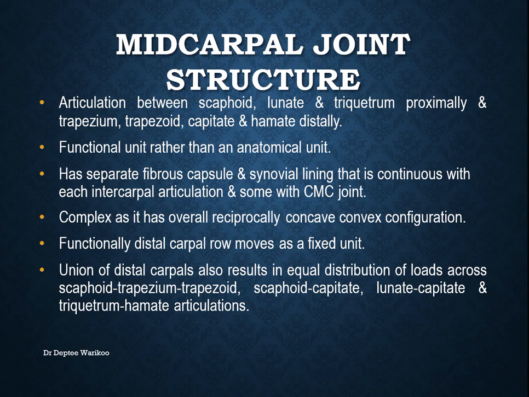So the union of distal carpals also results in equal distribution of loads across scaphoid, trapezium, trapezoid, or scaphoid, capitate, or capitate, lunate, or other carpal structures. So, the functional union of distal carpals with each other and with their continuous metacarpals not only serves the wrist complex but is also the foundation for the transverse and longitudinal arches of the hand. Students, you have to remember it. It will also be discussed in later classes, which will comprise the hand joints.